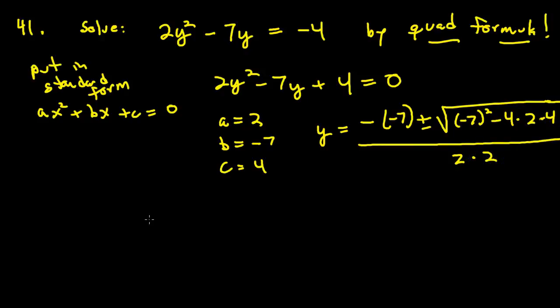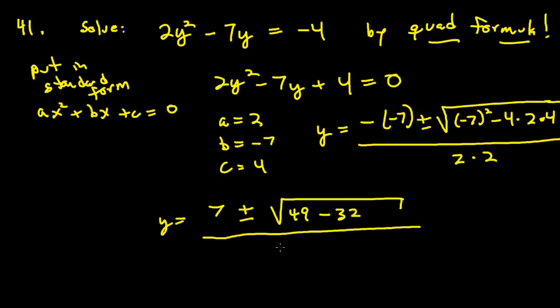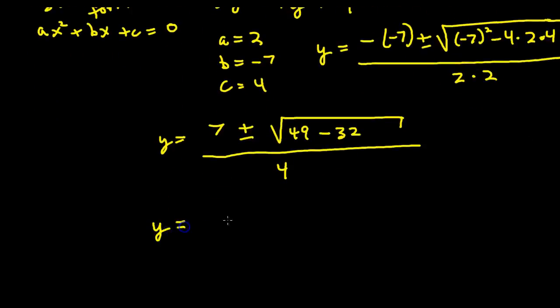All right, now let me simplify this as much as I can. I get y equals minus 7 is 7. Plus or minus, what's under the root sign? Minus 7 squared is positive 49. Minus 4 times 2 times 4, well, I get 16 times 2 is 32. Right? 49 minus 32 under that root sign, divided by downstairs. The denominator is 2 times 2 is 4. All right. The worst is over here, so I'll write y equals 7 plus or minus 49 minus 32 is 17.